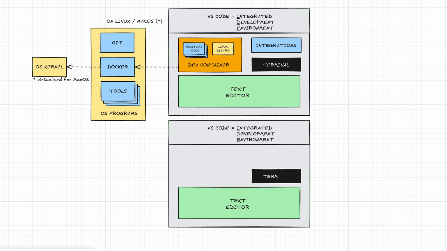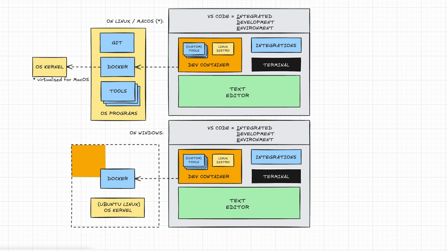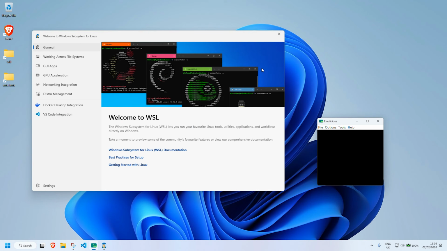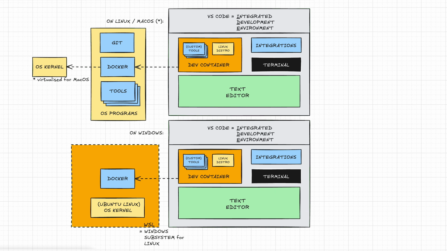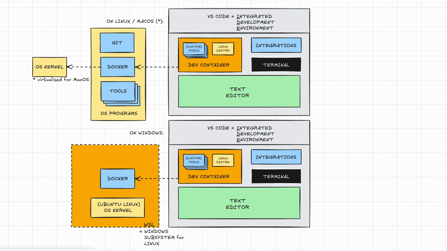On Windows the situation is quite different. We still need Docker and we still need a Linux kernel, but this time both the kernel and also Docker are run inside a virtual environment built into Windows specifically to provide Linux support, WSL, which stands for Windows Subsystem for Linux. WSL provides not just a Linux kernel, but an entire Linux distribution, in this case Ubuntu Linux. And that's why we saw first WSL, then Ubuntu, then Docker being installed the first time we tried to open VS Code in dev container mode under Windows.